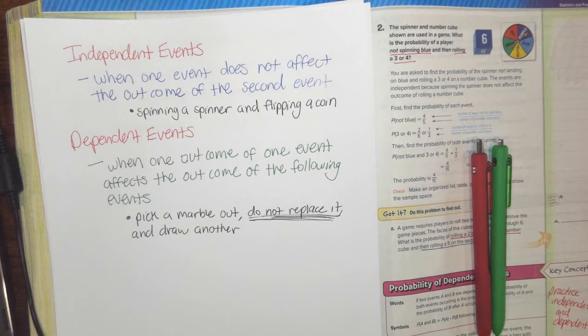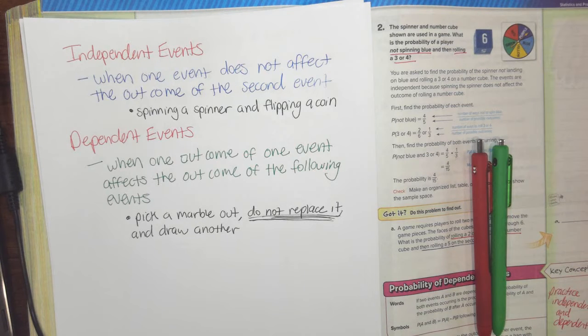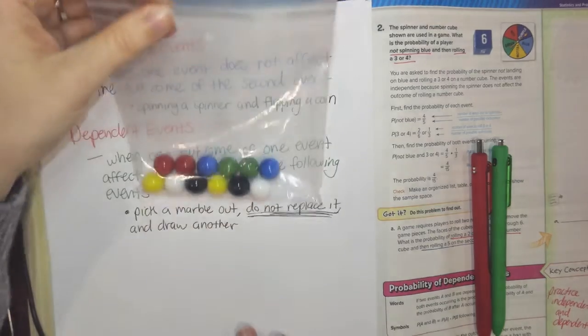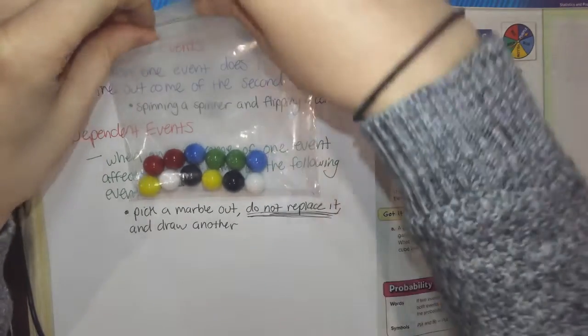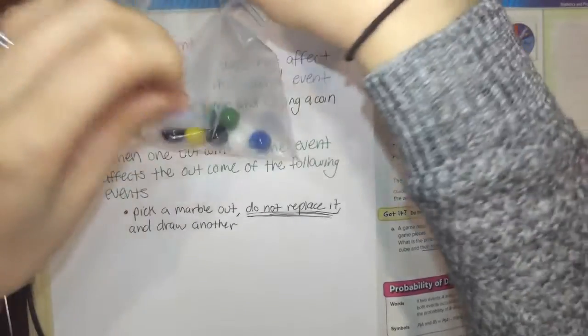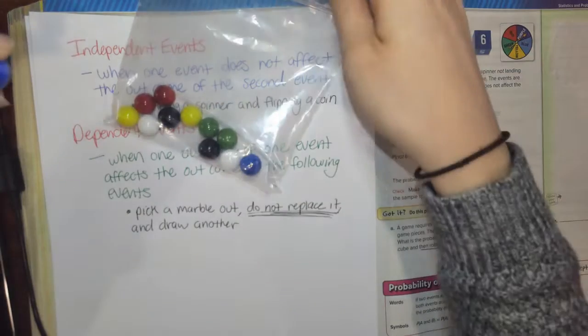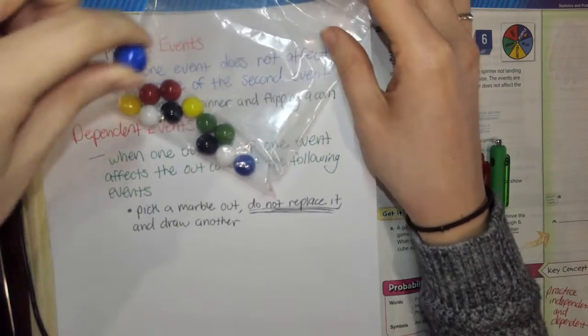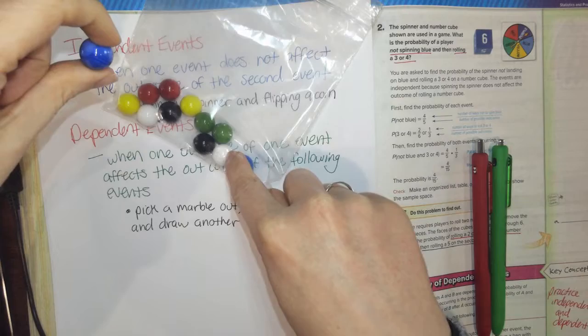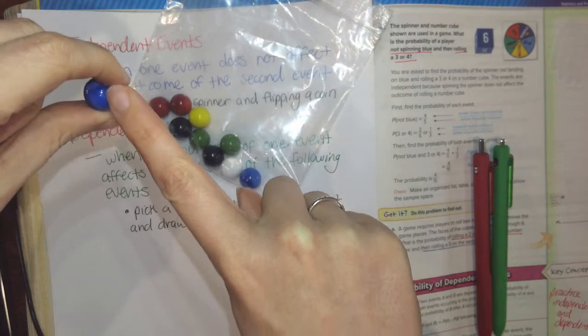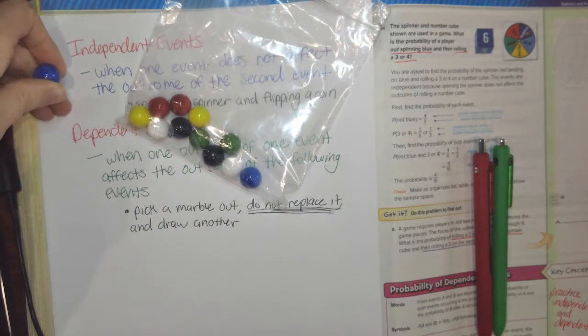Okay? Dependent events are when one outcome of one event affects the outcomes of the following events. So an example of that would be like picking a marble out. Notice it's really important that I said do not replace it. So I pick a marble out, I don't replace it, and then I choose another marble. Now, what I pick on the first time makes it a different amount for the second time. So my second draw depends on my first draw. So that's where the dependent comes in.